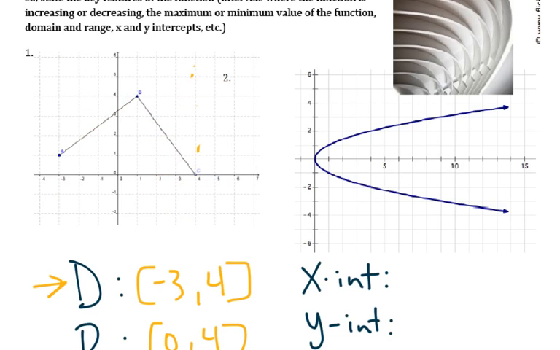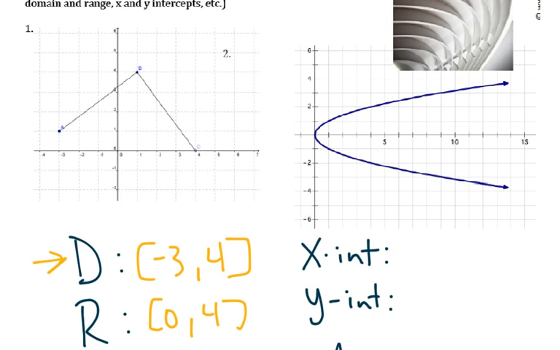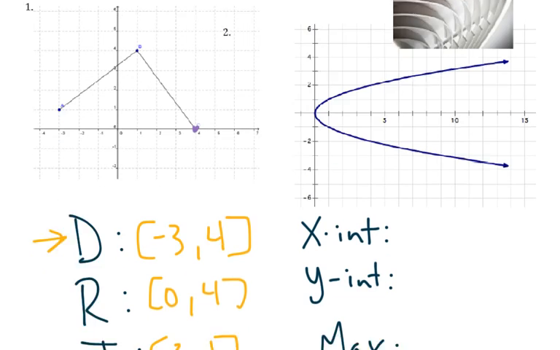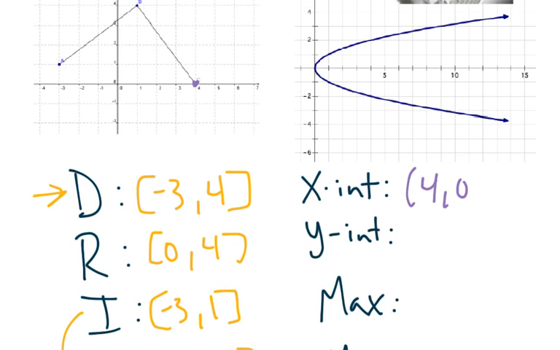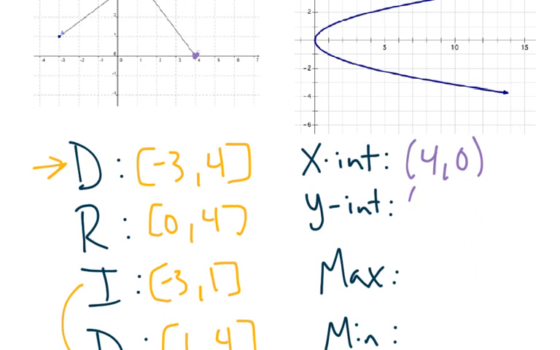Okay, so now we look at x and y-intercept. X, where does it cross the x-axis? Well, easy, 4, 0. Where does it cross the y-axis? Not so easy on that one, is it? It's a 0, 1, 2, 3, maybe 3.2. Close enough, right?